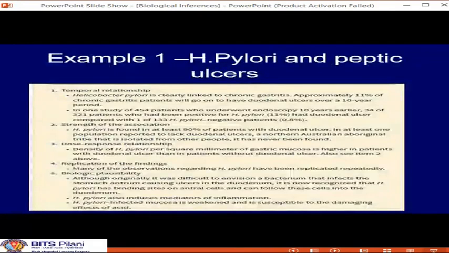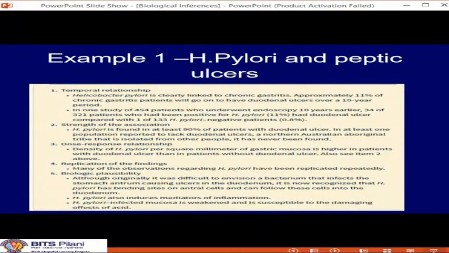So this is an example which I'll take you through. It is H. pylori and peptic ulcers. The 2 Australian doctors who discovered H. pylori got a Nobel Prize. They were the first ones to show H. pylori bacteria in the stomach and then culture it, and then lots of diseases have been shown. So what criteria were applied to show causation between H. pylori and peptic ulcer? First, temporal relationship.